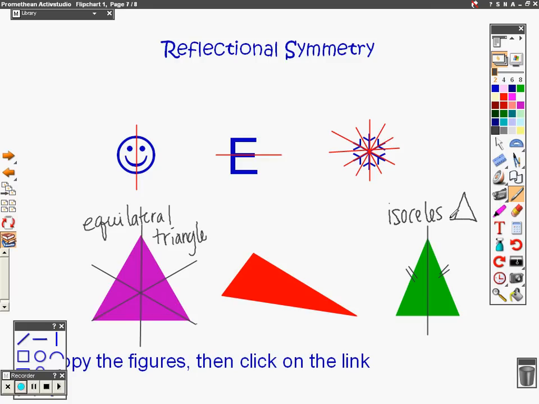This one, in the one in the middle, none of the sides are the same. This is what we call a scalene triangle.